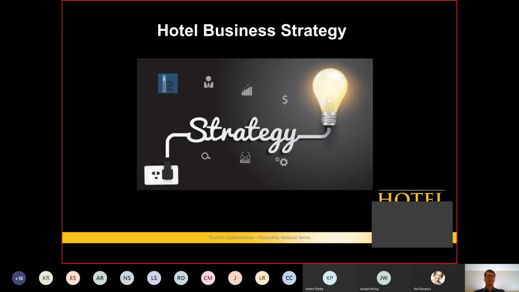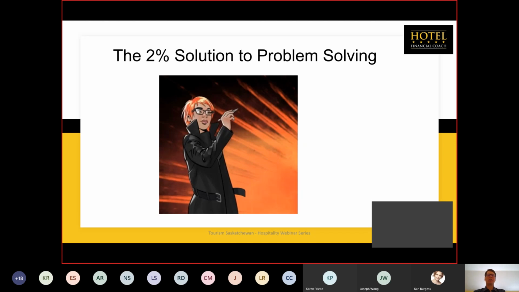Okay. So we're going to jump in now. I'm going to talk about a hotel business strategy. And I call it the 2% solution to problem solving. So all of us have challenges at work. You can even use this at home, but it's mostly for work. But all of us have challenges at work, and we have big problems to solve.